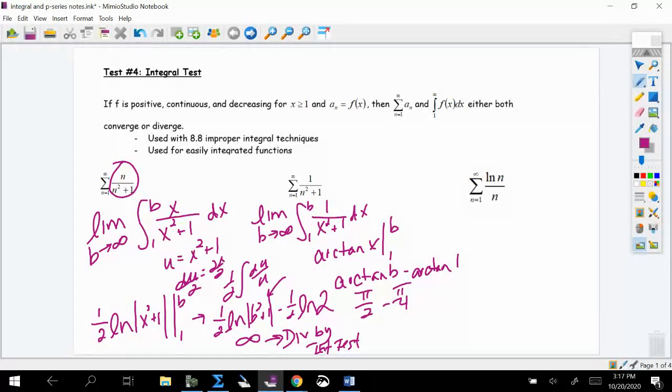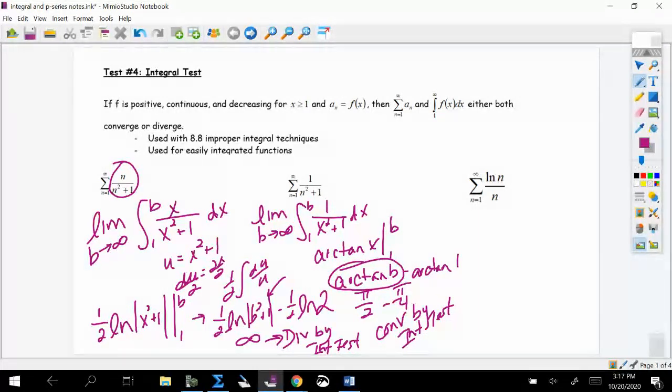Here's the thing. At this point, I really don't need to do more work. I know I'm going to get a finite number because I have no infinite values appearing. In fact, as soon as I realize it's arctangent, I know arctangent always gives me a converging improper integral. So I can stop right now and say that it converges by the integral test.